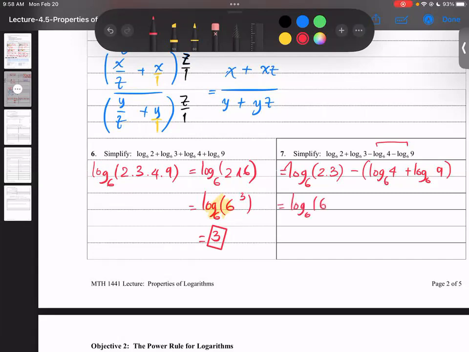What's log base 6 of 6 equal? 1. Very good. 1 minus. Now I can multiply them together. 4 times 9 is 36, right? Or 6 squared.